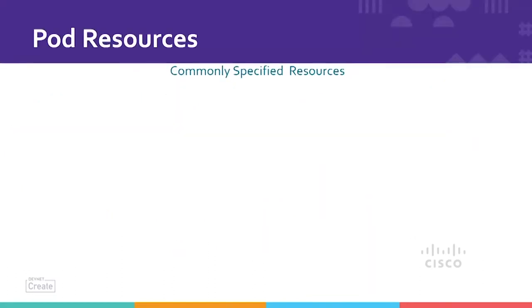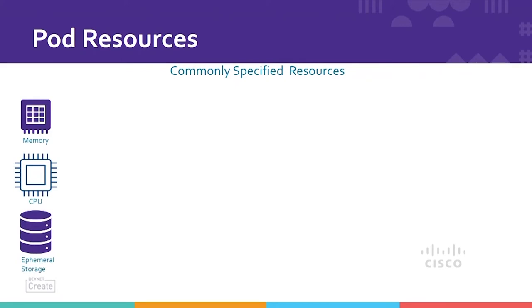Let's talk about the pod resources. Some of the commonly specified pod resources are memory, CPU, and storage. We'll not be covering storage today. We'll be talking about memory and CPU. So, a quick snippet. This is the snippet that's available in my example code.